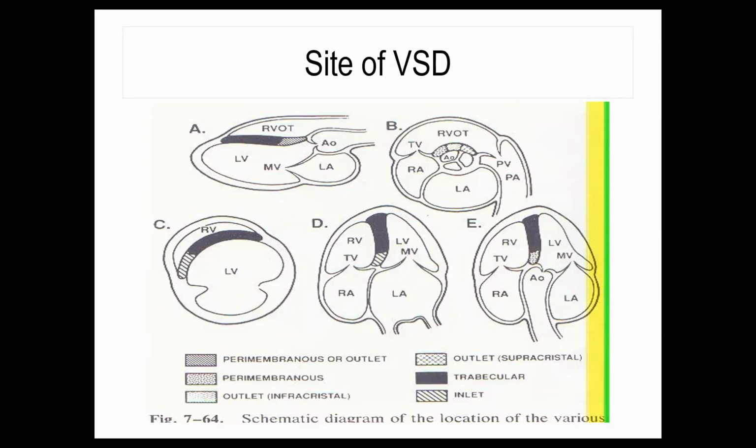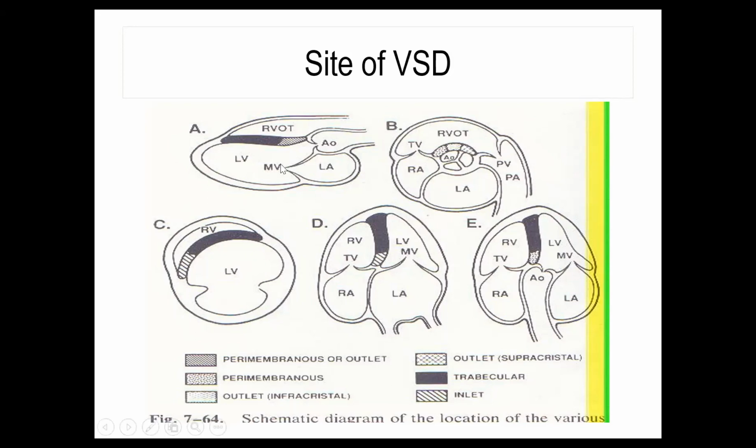So inlet is when we do not see any aortic valve. It is only the 4-chamber view, where we see the mitral and tricuspid valves. There is no aorta, which is known as inlet. If you see a VSD when the aorta is open, that is known as outlet VSD. This VSD is in the anterior septum. So this is known as outlet VSD.